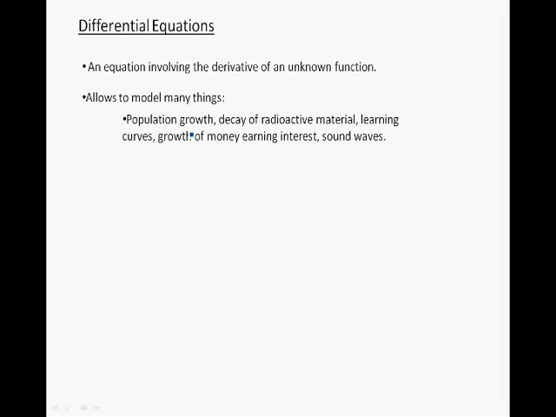A few of them are population growth, decay of radioactive material, learning curves, growth of money, earning interest, and sound waves. One example is unrestricted growth. Unrestricted growth occurs when the size of a population increases at a rate that is proportional to the size of the population itself. Therefore, the differential equation looks like this. You have a derivative, for instance dq, q is a function of t, over dt is equal to a constant times q.